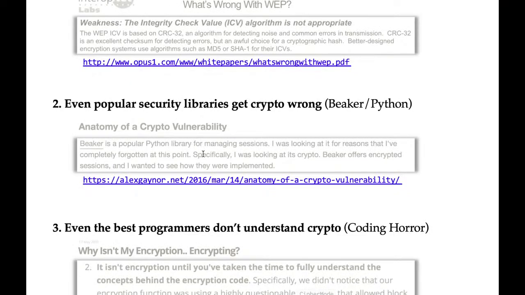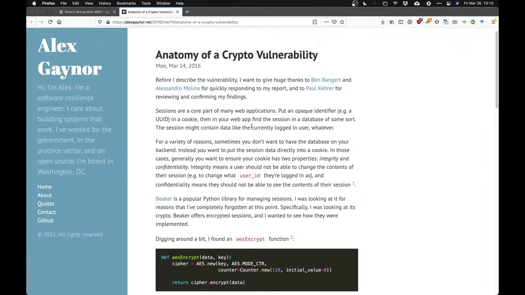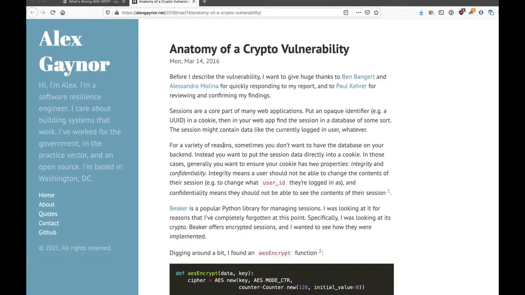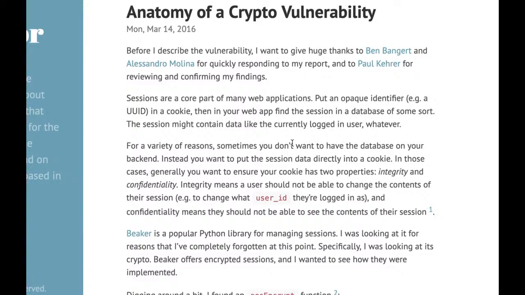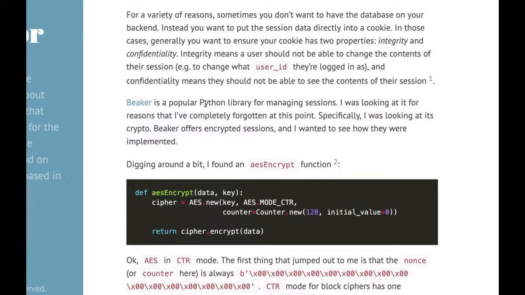Popular security libraries get it wrong. Please tell me this link still works. Okay, great. This is a link by Alex, my good friend Alex. It's a really nice blog, and Alex gives a story about how he was using a cryptographic library for Python called Beaker. Everyone was using it. It was one of the most popular libraries for cryptography in Python.